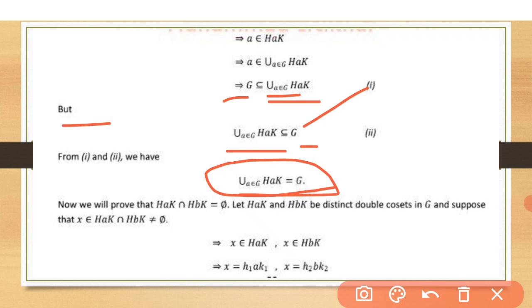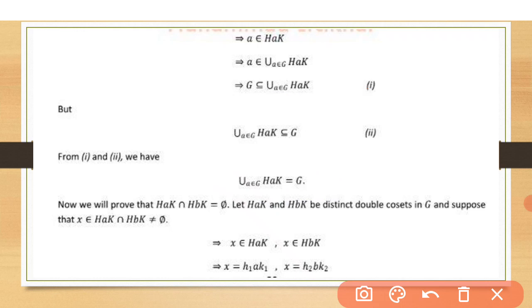Now we are going to the second proof, that HAK intersection HBK will be equal to phi. Now we will prove that HAK intersection HBK is equal to phi. Let HAK and HBK be distinct double cosets. There is no single element present in both cosets.